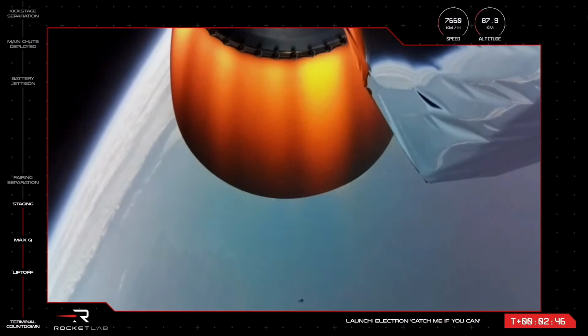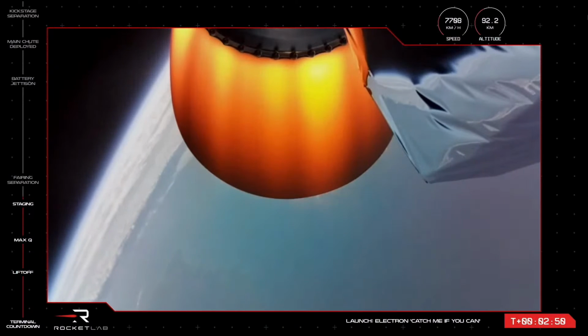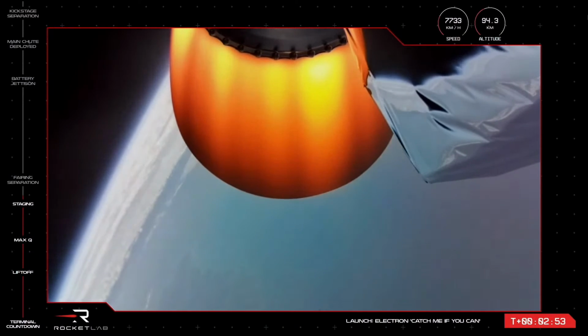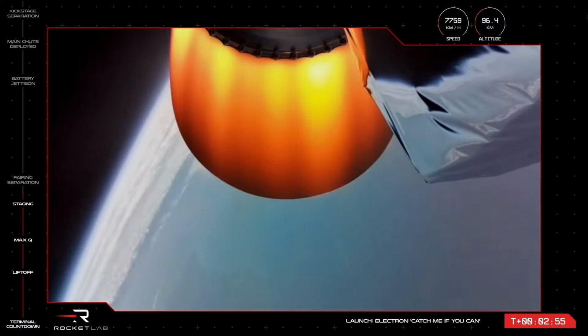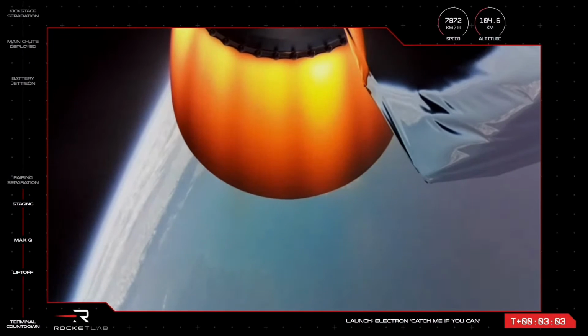And as you can see, we have had a successful MECO and stage separation, followed by the engine on Electron's second stage igniting successfully. You can see that by the red-hot glow of the Rutherford nozzle on your screen there. For recovery, the first stage is now beginning its journey back home. Discharge. The trajectories for both stages are looking good so far.